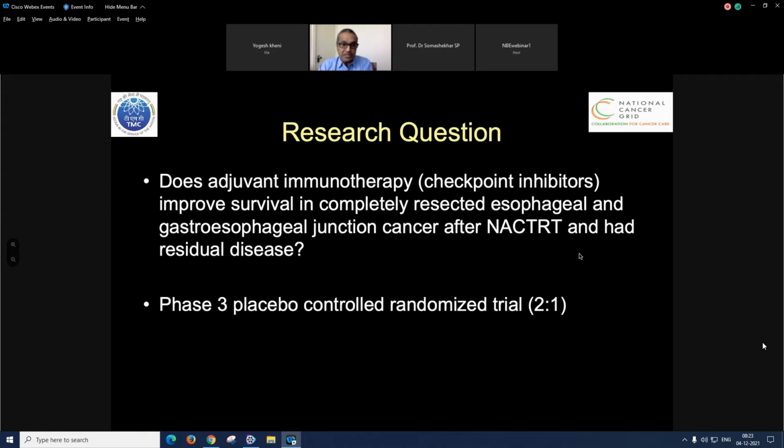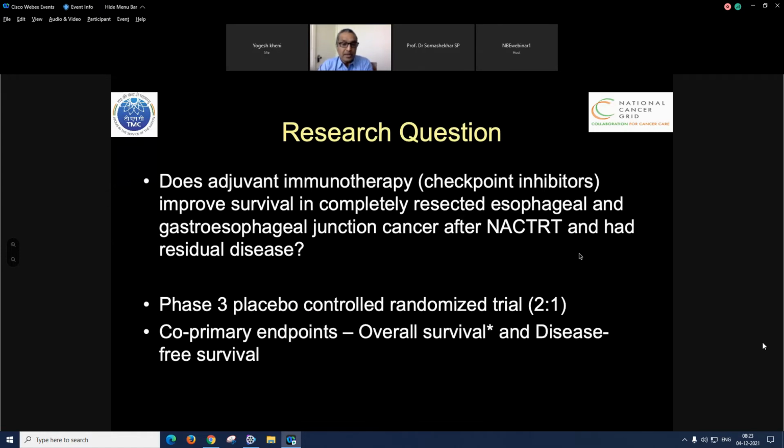This was a phase 3 placebo-controlled randomized trial, a 2:1 randomization. So for every 2 patients randomized to the intervention arm, 1 patient was randomized to the control arm. And the co-primary endpoints, as they started off the trial, were overall survival as well as disease-free survival. I want you to pay attention to this because this changed during the course of the trial.